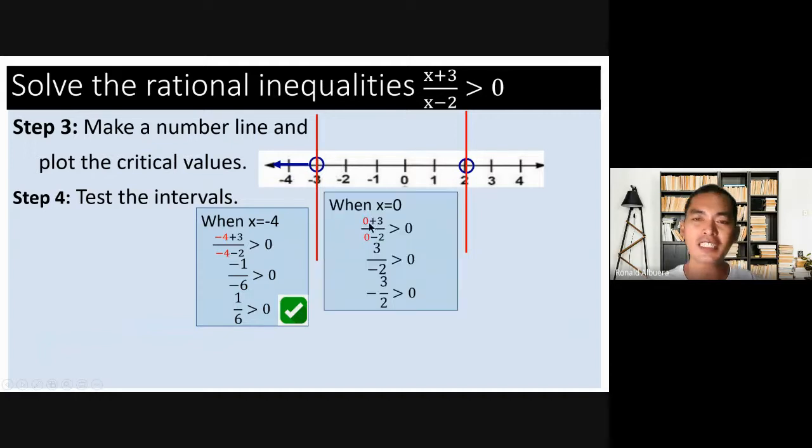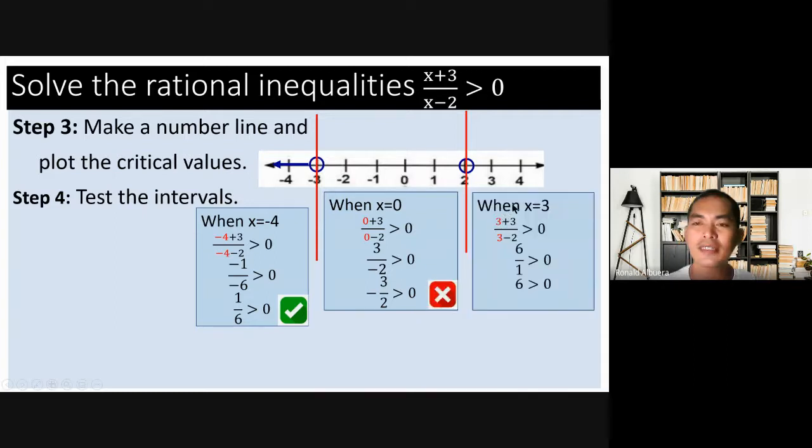Another interval is the middle. When x is equal to 0, I choose 0 because it's easy to substitute. So 0 plus 3 all over 0 minus 2, is that greater than 0? We have 3 over -2, so it became -3 halves. Is that greater than 0? A negative number is always less than 0, so it's false. It's not part of the solution.